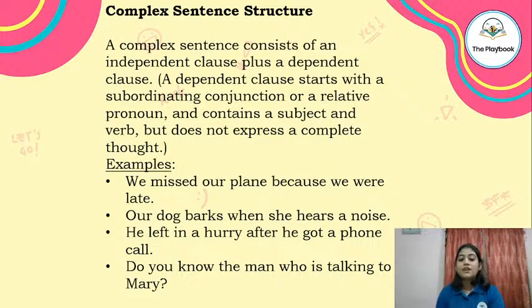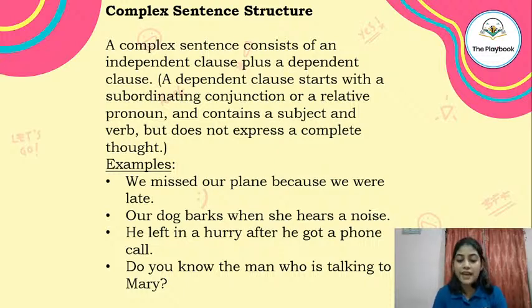He left in a hurry after he got a phone call. He left in a hurry is the independent clause, and after he got a phone call is a dependent clause. So why did he leave in a hurry? When did he leave in a hurry? He left in a hurry after he got a phone call. So after he got a phone call is the dependent clause here in the sentence.